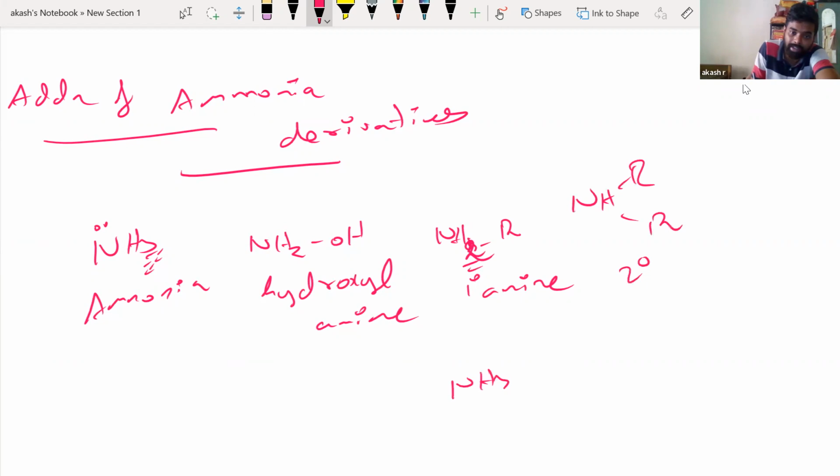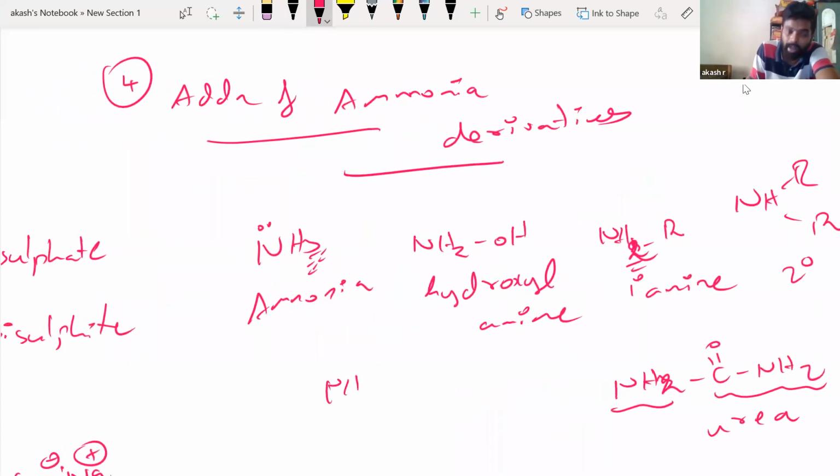Another thing can be, say I can replace it with CONH2, one of the hydrogens replaced with the CONH2. This is nothing but your urea. Also I can have NH2, one hydrogen replaced with one other NH2 group. Now this is what is called hydrazine.